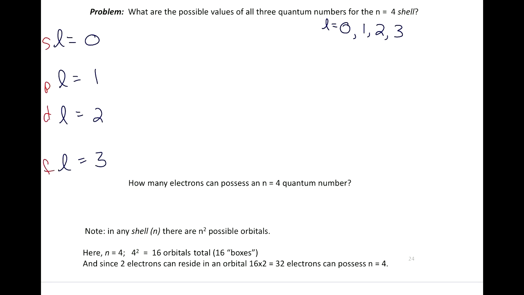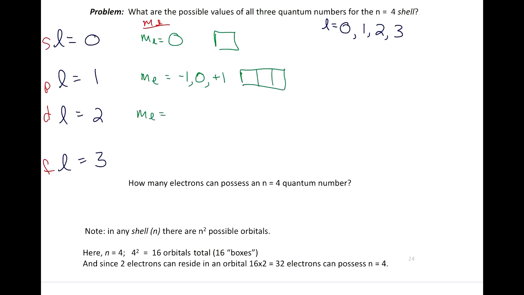Each of these has additional quantum numbers, m sub l's. So I need to calculate the m sub l's for each of these, the orientations. What are the possible m sub l's for an s orbital, L of 0? We can only have 0. So how many boxes are in this s orbital? Just 1. What are the possible m sub l's for an L of 1? So a p orbital. We can have -1, 0, +1, so how many boxes? 3. All p orbitals have 3.